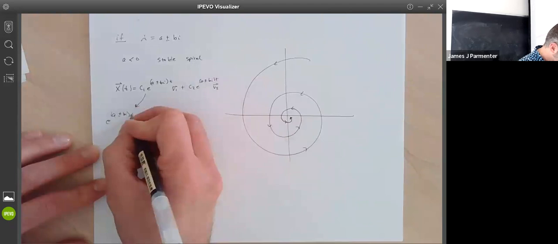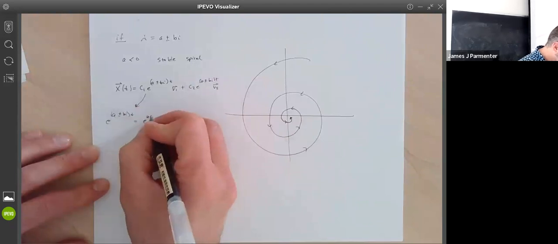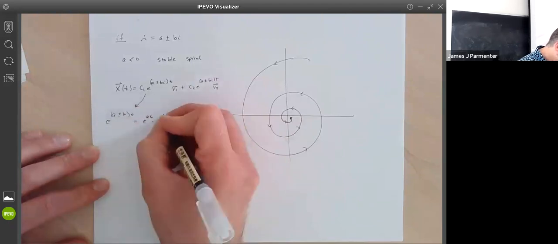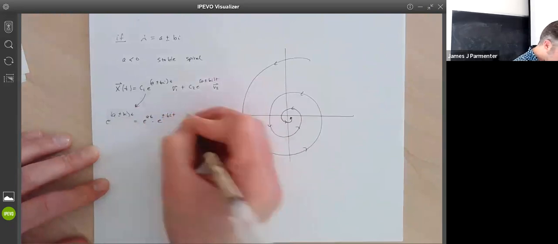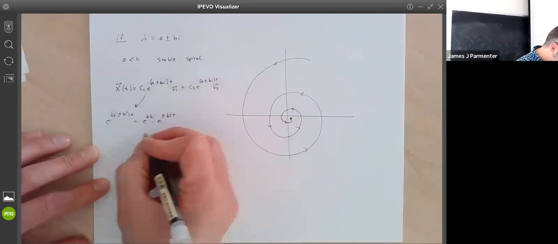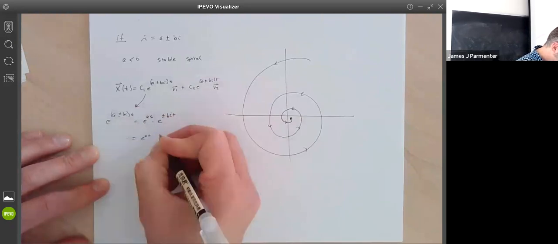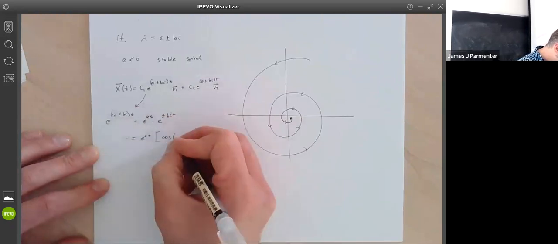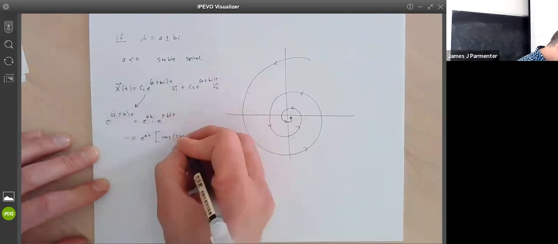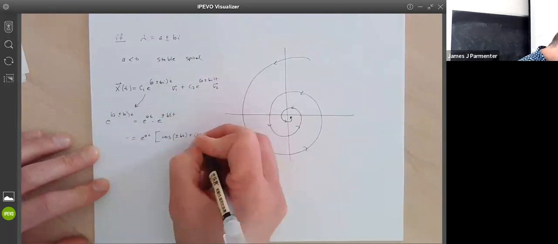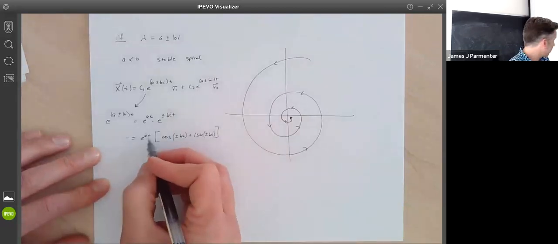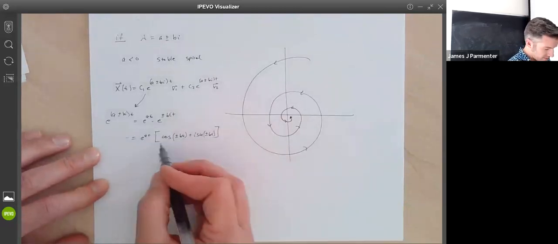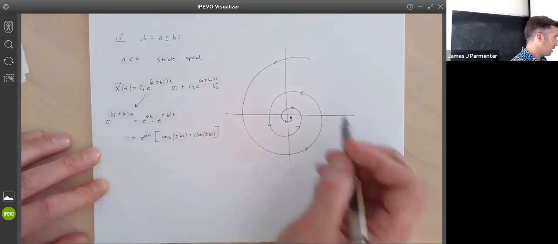This is e to the At times e to the plus or minus Bit. And this part becomes cosine of plus or minus Bt plus i sine of plus or minus Bt. So if A is negative, this part gets smaller and smaller, and this part just makes it oscillate, which gives us the spiral shape.